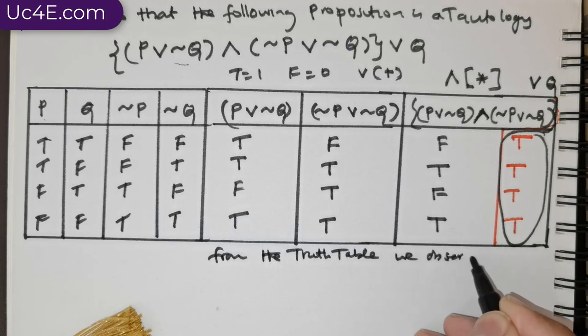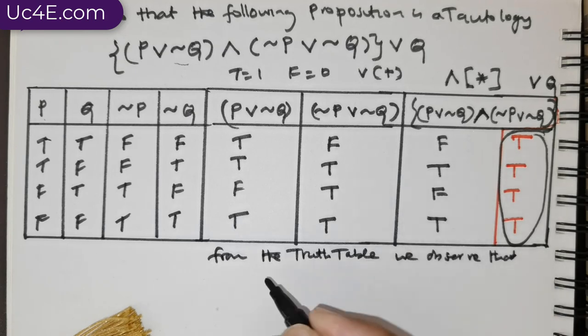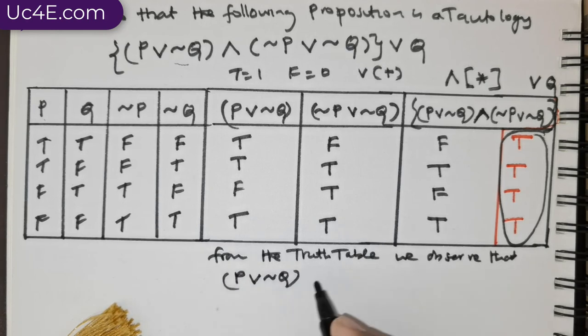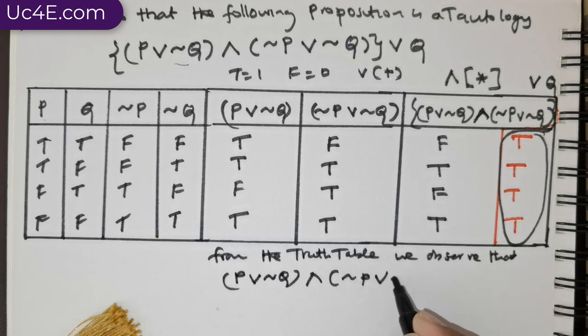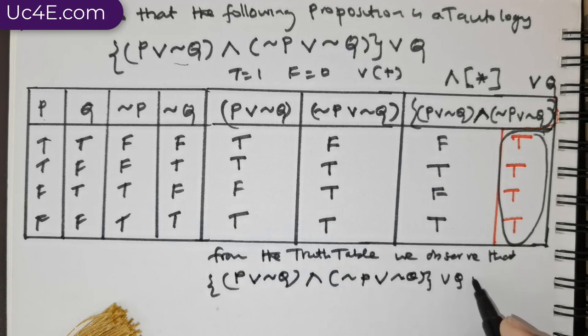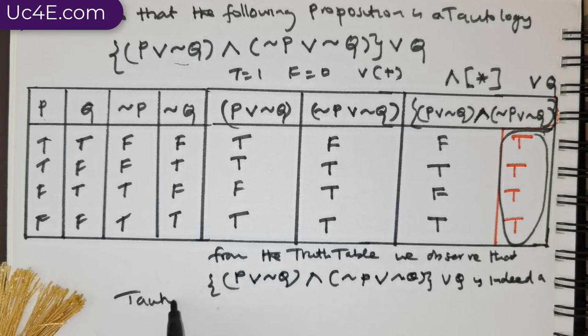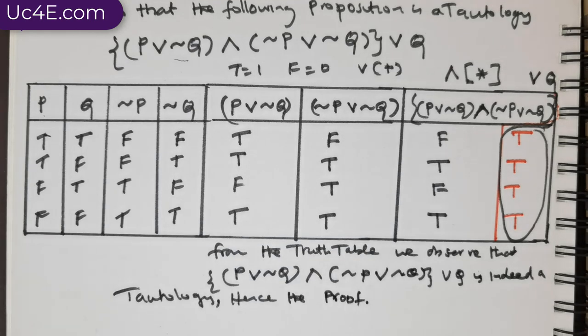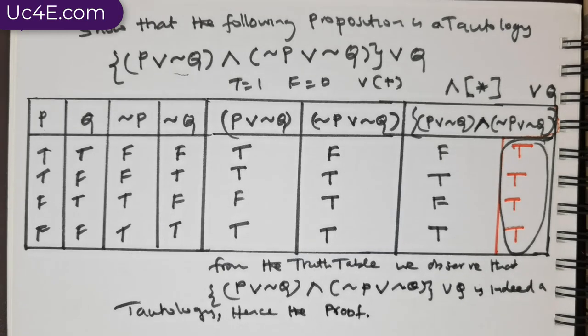We observe that P disjunction negation of Q, conjunction negation of P, disjunction negation of Q with disjunction of Q is indeed a tautology. Hence the proof, or you can say hence the result, whatever you want. So that is a beautiful result. We will move on to the next one.